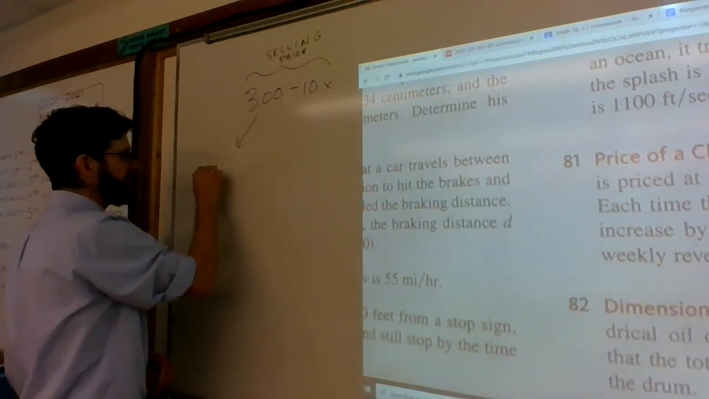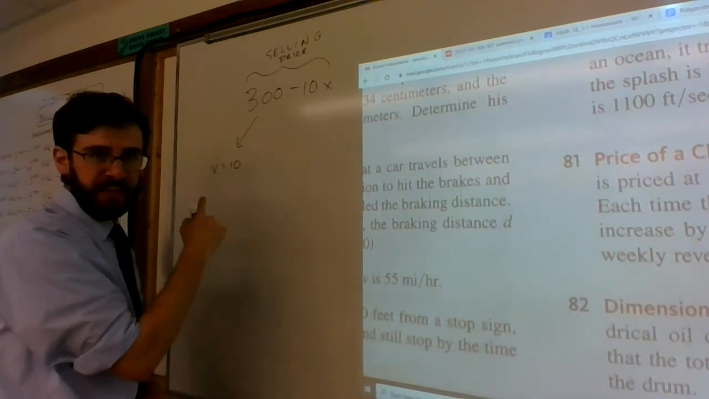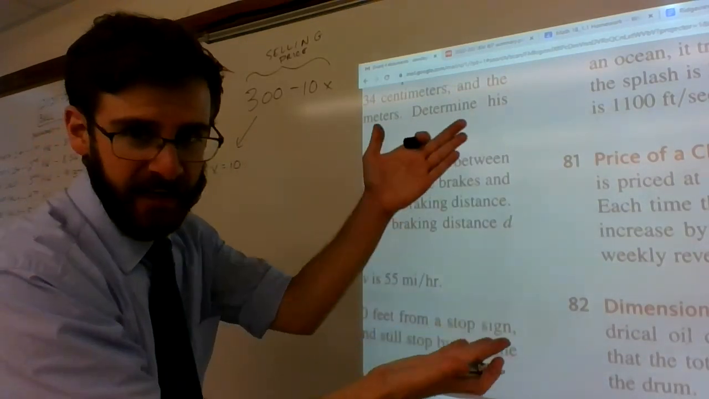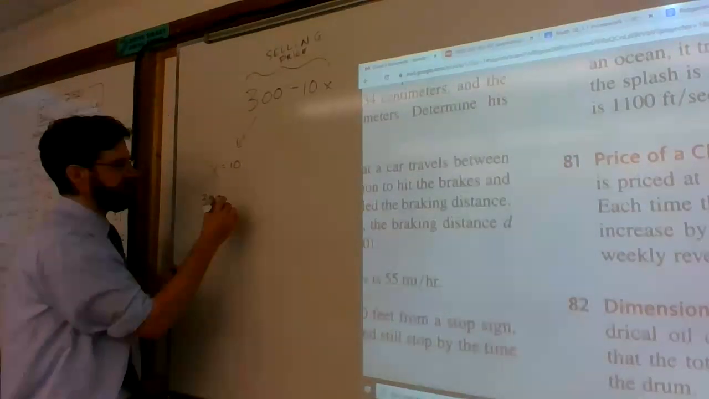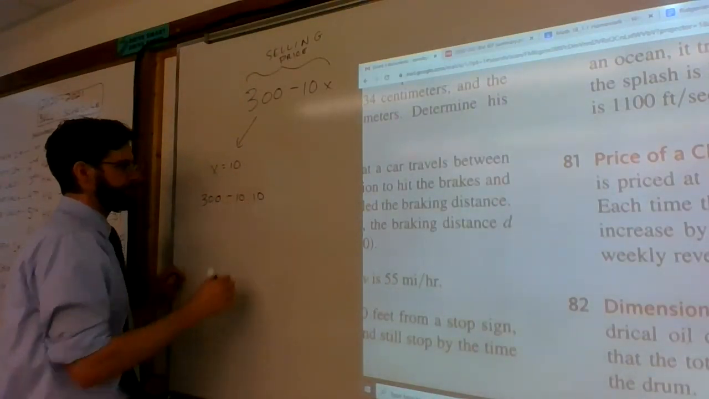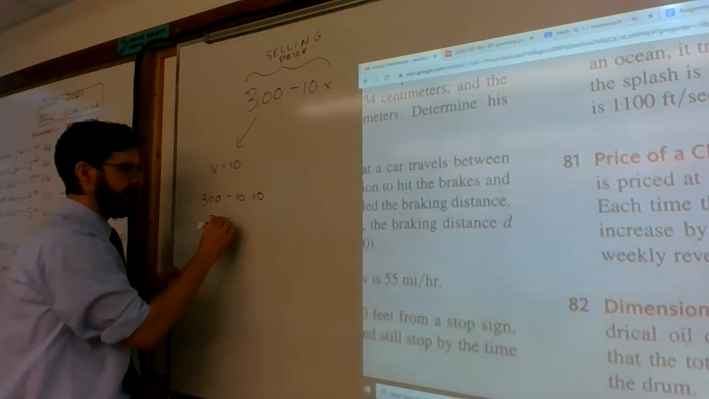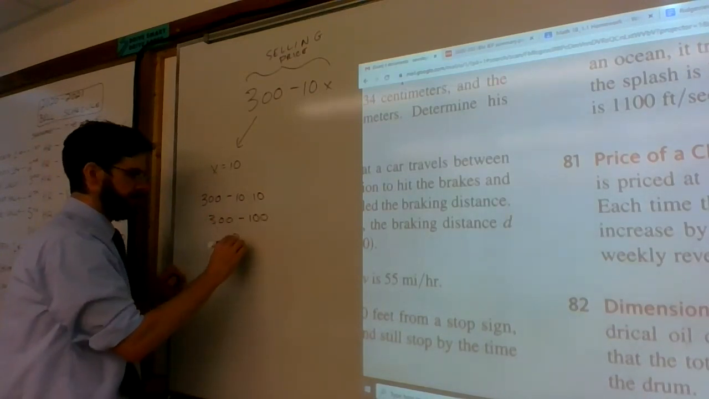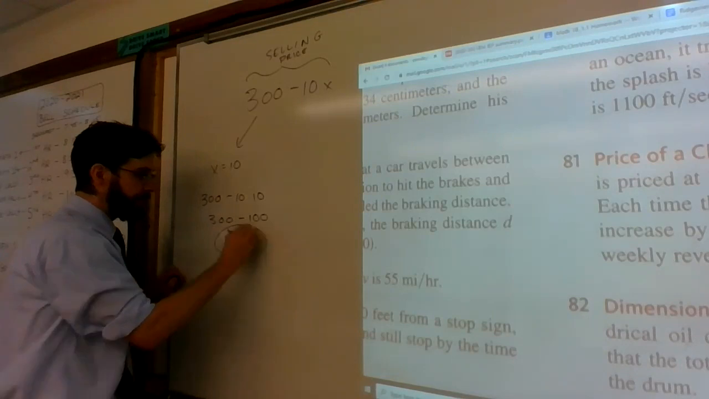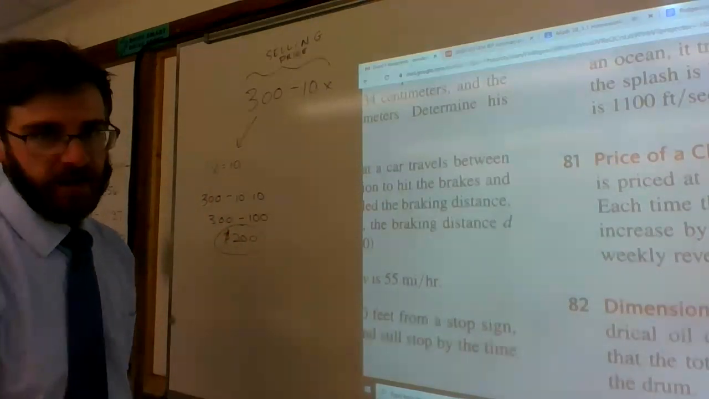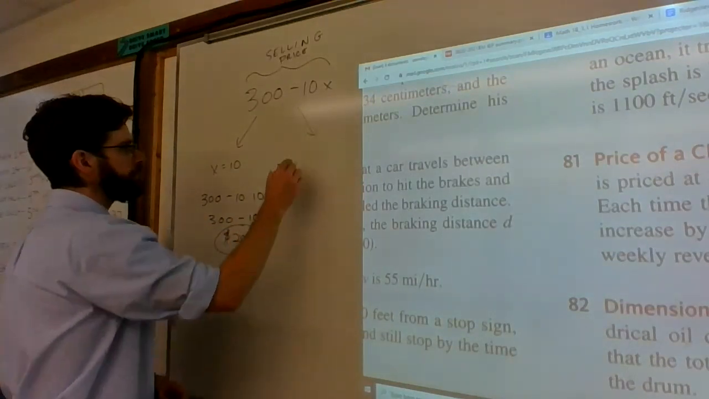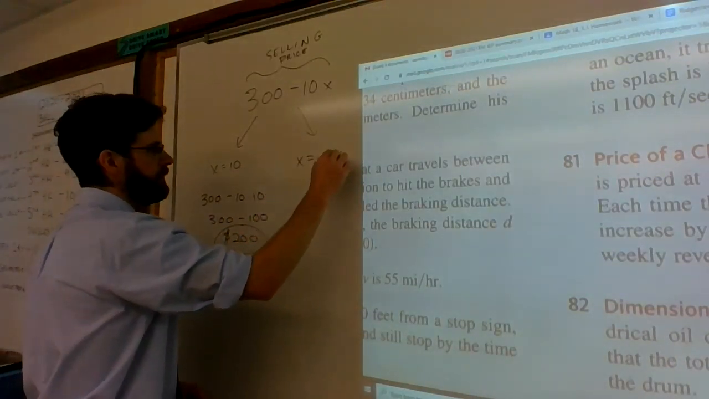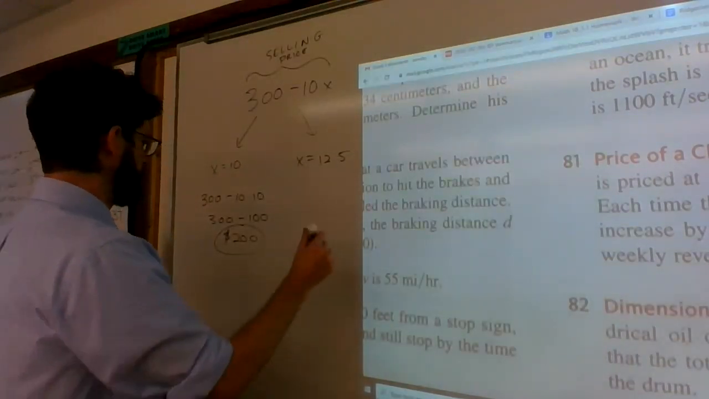And we say, hey, plug in 10. That'll give you the selling price after 10 reductions. Reductions of price, I guess. Which gives you 300 minus 100. All right, so you can sell them for $200, and that would yield a $7,000 revenue. And for 12.5?